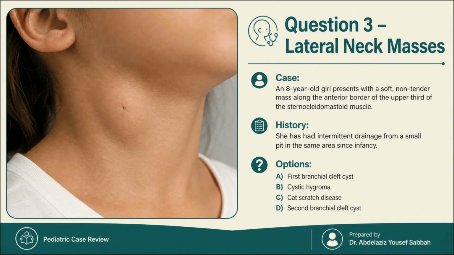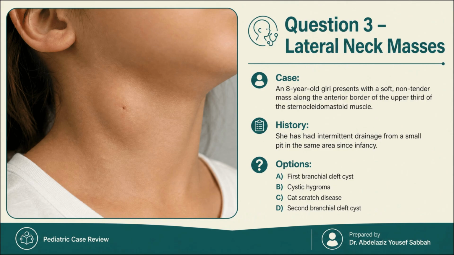Question 3. Lateral neck masses. An 8-year-old girl presents with a soft, non-tender mass along the anterior border of the upper third of the sternocleidomastoid muscle. Importantly, she has had intermittent drainage from a small pit in the same area since infancy, indicating a sinus or fistulous connection. What is the most likely diagnosis?